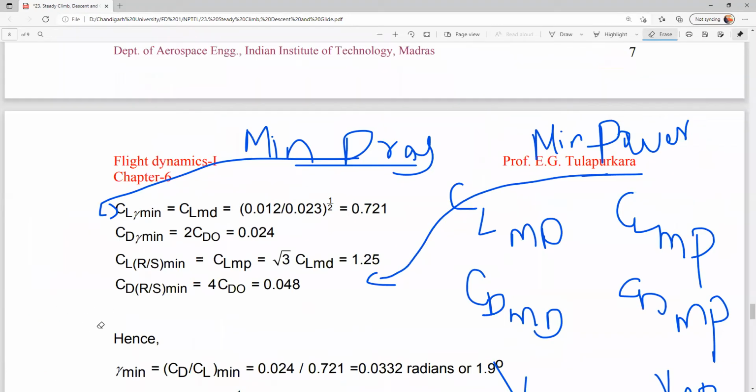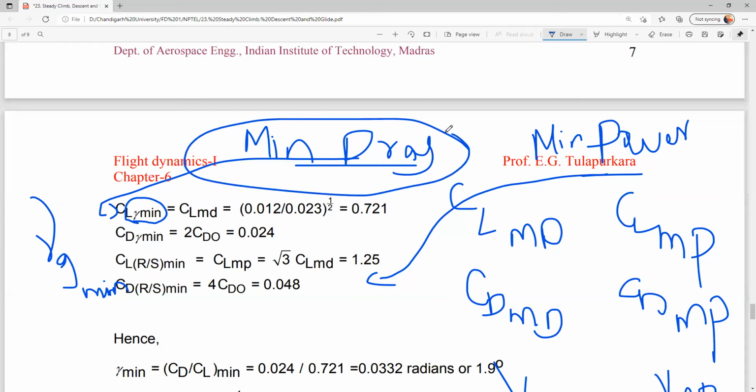Now we need to understand one thing. When we are flying with the minimum drag condition, we will get the minimum angle of glide, gamma g minimum. What I have told is that when we fly with a small angle of glide, we will attain more range. So the pilot will be informed to fly with minimum drag. When he is flying with minimum drag, he can attain maximum range.